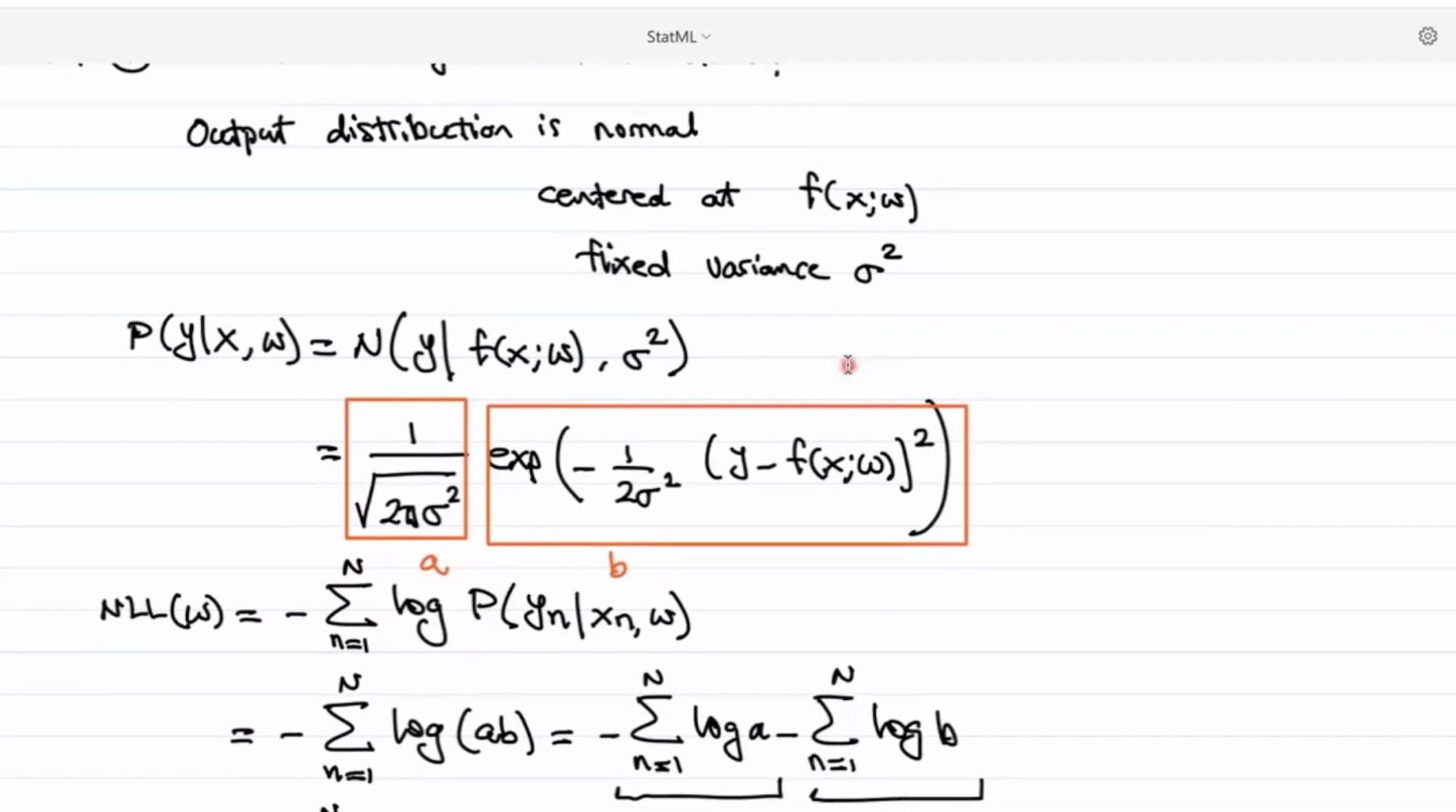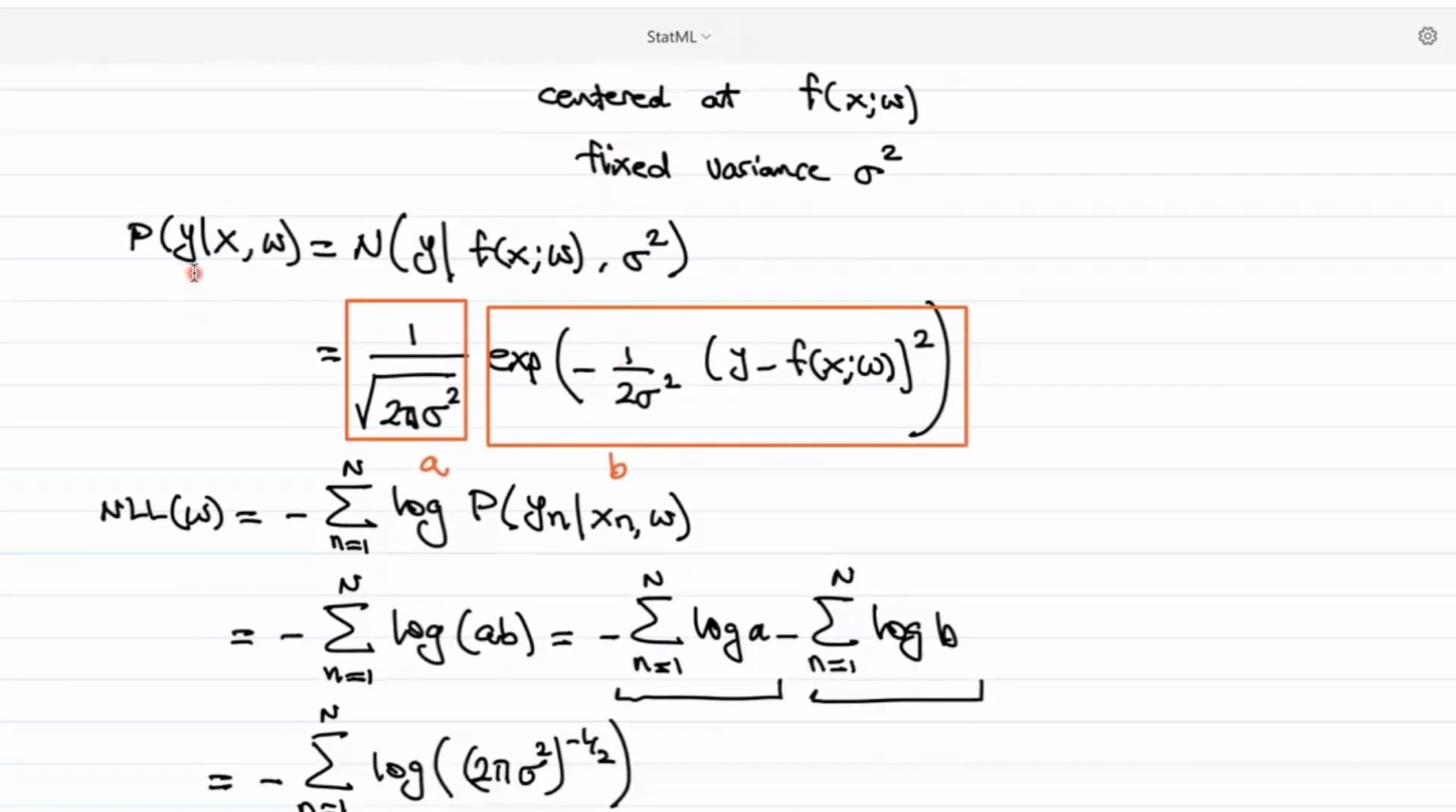So to write this down mathematically, we assume that the output given the input and weight vector follows a normal distribution with this mean and this variance. If we remember the PDF of the normal distribution, this is 1 over the square root of 2 pi sigma squared, times the exponential of minus 1 over 2 sigma squared, times y minus f of x and w, squared. So that's the PDF with variance sigma squared and mean f of x and w.